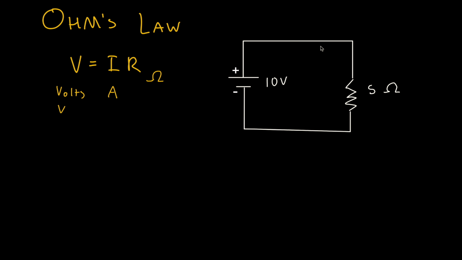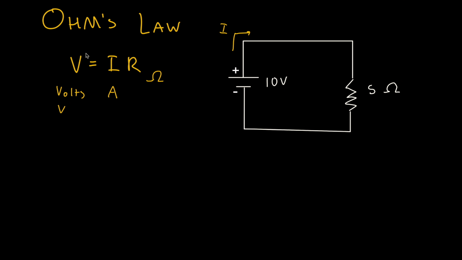So let's say we're looking at this series circuit over here. Now our voltage over here is 10 and our resistance is 5. So we only have one resistor, so all we have to do is just use Ohm's law to find the amount of current that is going through our circuit. So we're wanting to find I.